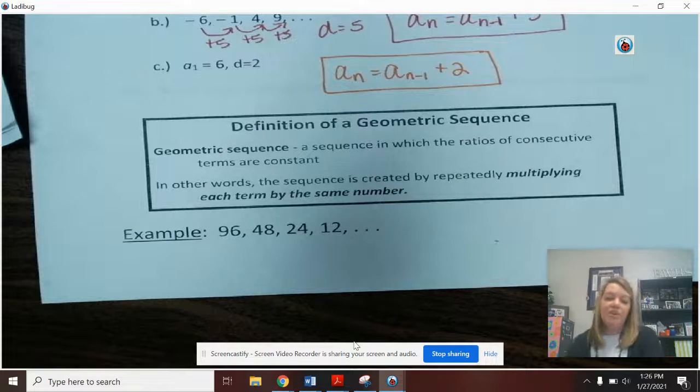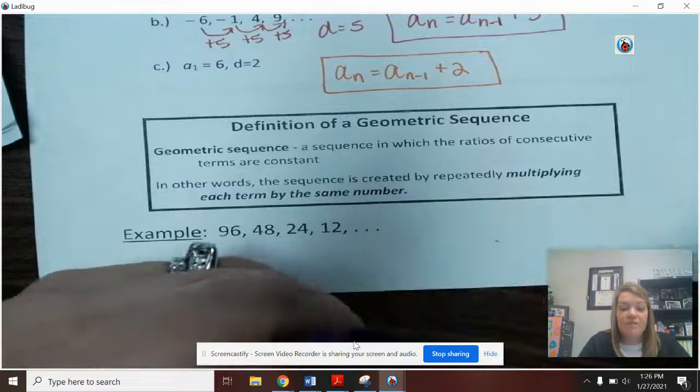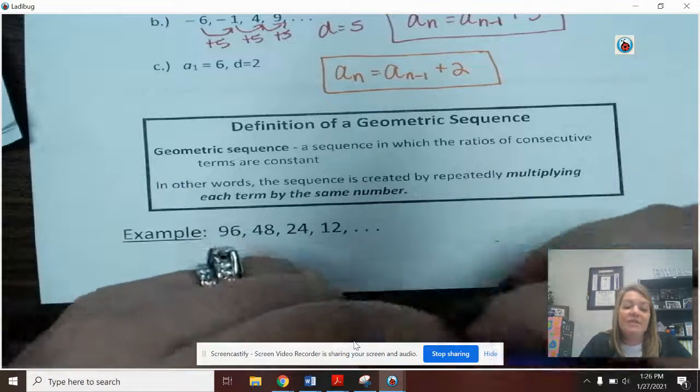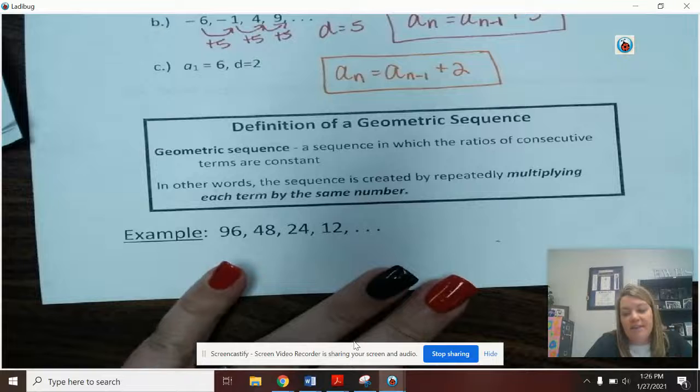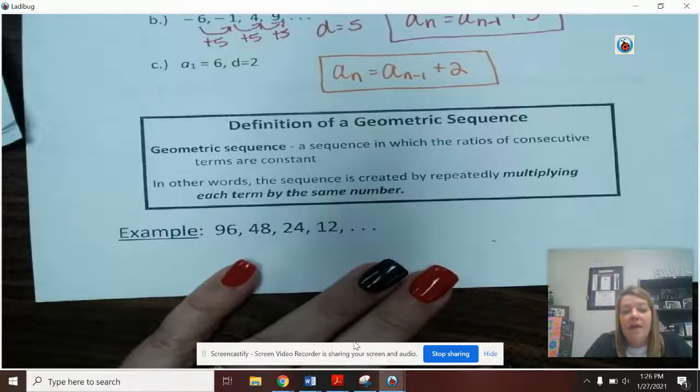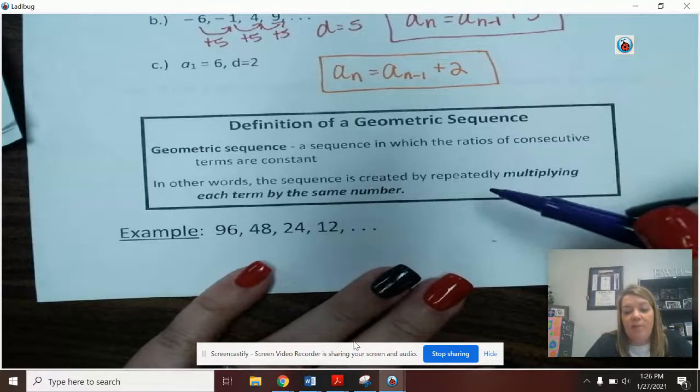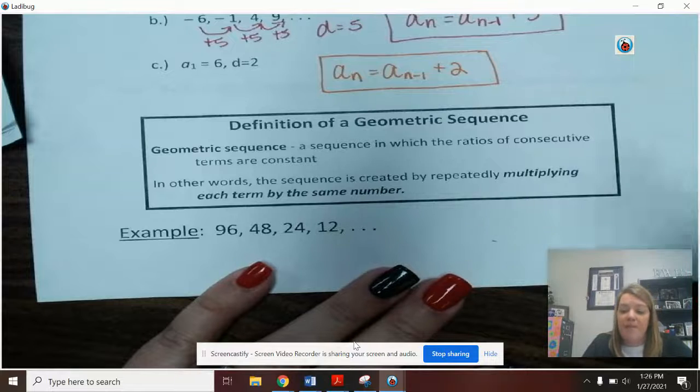Right, now let's talk about a geometric sequence. So we talked about arithmetic sequence. Now we're going to talk about a geometric sequence. A geometric sequence is a sequence in which the ratios of the consecutive terms are constant. In other words, the sequence is created by repeatedly multiplying each term by the same number.